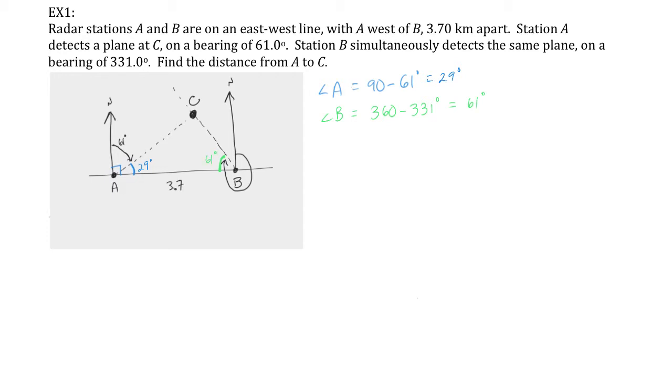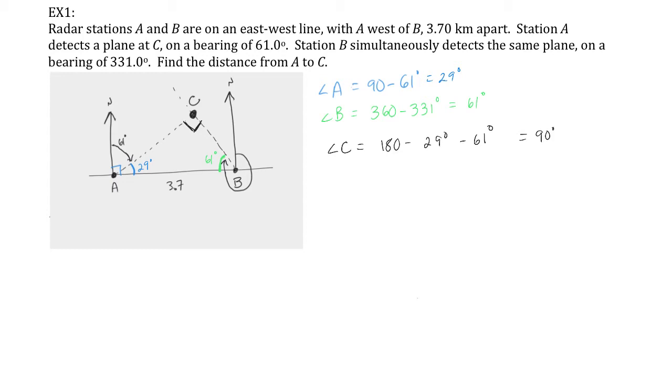If we want to figure out angle C, remember that all of the angles in a triangle equal 180. So angle C would be 180 minus 29 degrees, minus the other angle we know, which is 61. When you work that out, angle C is equal to 90 degrees. Good news, so we can use right triangle trig. Excellent.